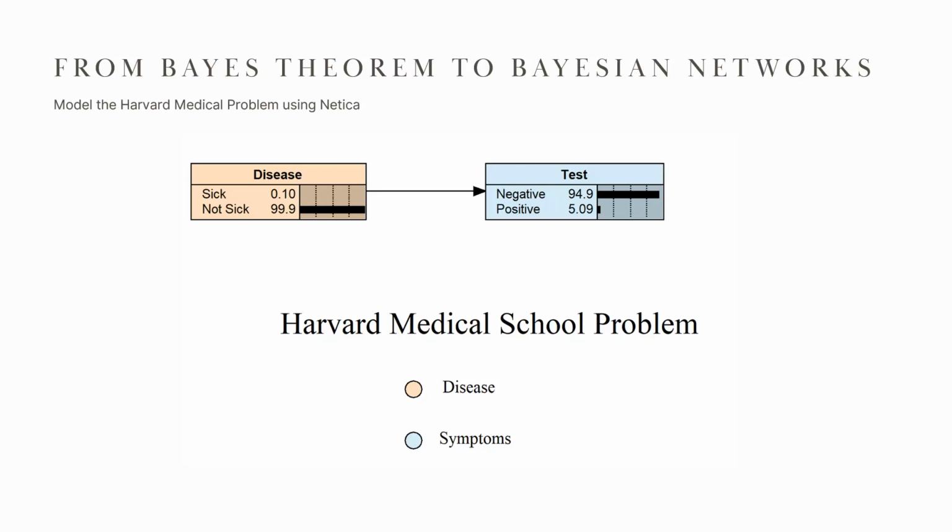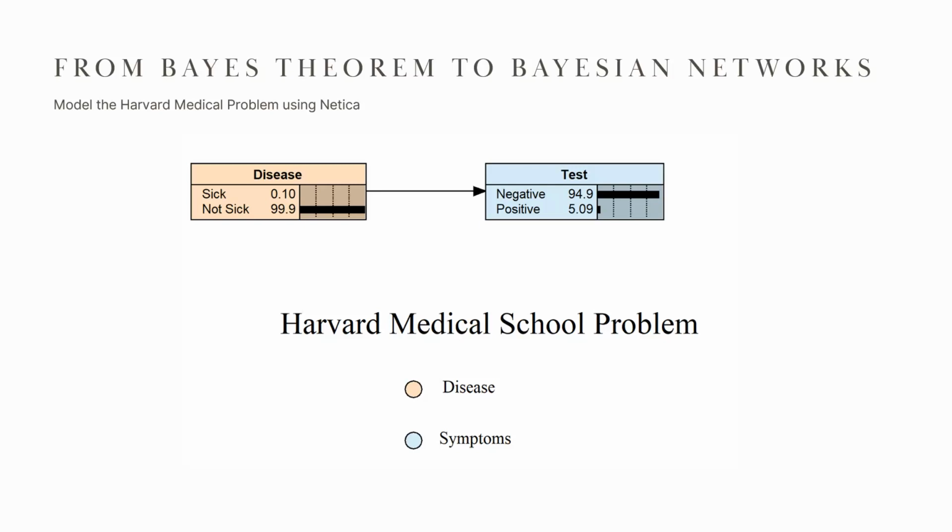Here we model the problem using Netica, an application for building and running Bayesian networks. The model is a simple two-node network. The first node is the disease node, which has two possible states, sick and not sick. The second node is the test node, which has two possible states, negative and positive.